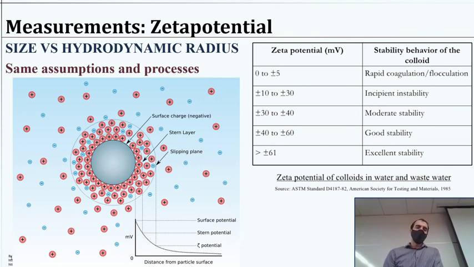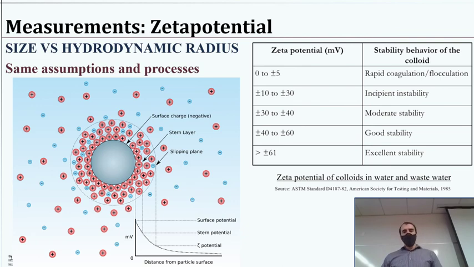But the particle itself has a charge, and we're measuring that indirectly. So the particle charge itself we're not observing, because we're observing the ions that are stuck around it. And so that's technically what we're observing. It's technically different than the charge of the particle itself.